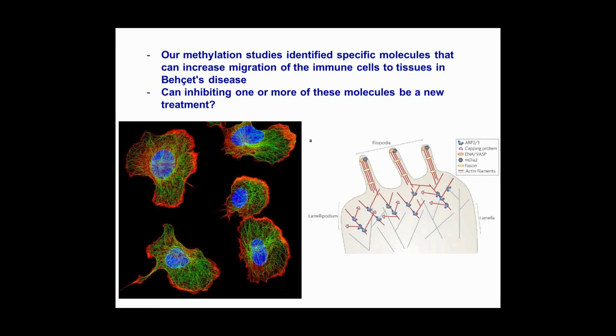Then the next logical step, of course, since we also saw that these changes are reversed when patients are in remission, is to develop inhibitors for these specific molecules. We're working with one target that is involved in making these extensions here, and this target, we have an inhibitor for it, and we can demonstrate in tissue culture that we can inhibit the cell migration by inhibiting this target.